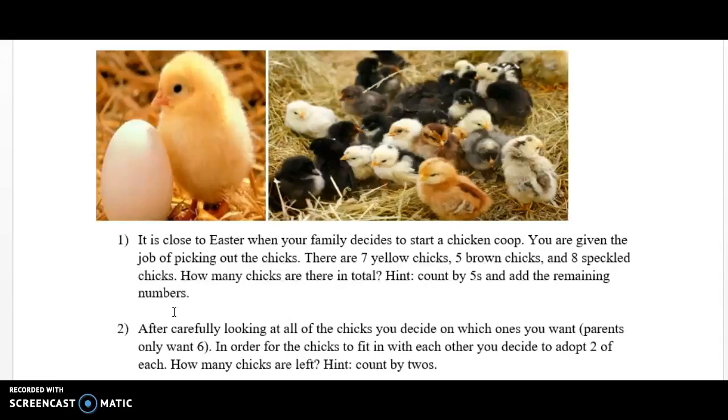I then had them add using the hint, which was a little bit more difficult just because it is easy mental math for them.